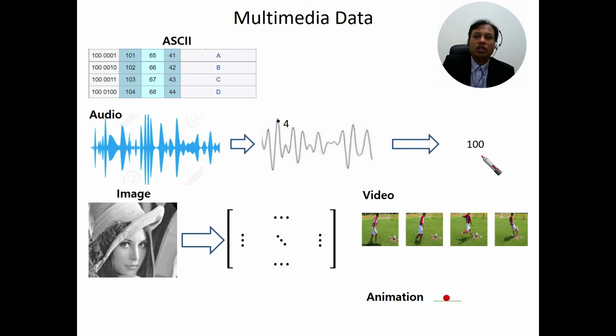Now, let's see how image data works. Let's say this is image data. When you convert it, definitely everything needs to be converted to numbers, because the computer understands only numbers.